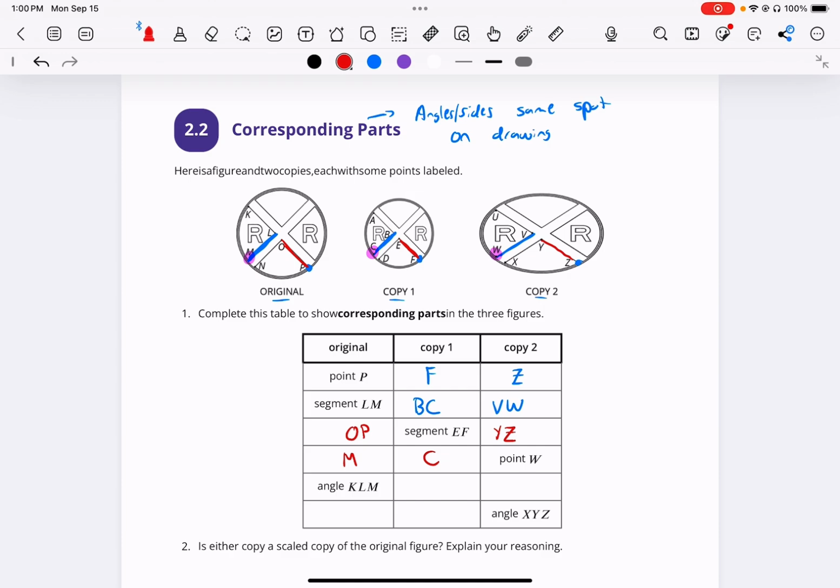Angle KLM. You have to use 3 letters when you're naming an angle. So we have KLM, which is this angle. So that's the angle on the left. That's going to correspond to angle ABC in copy 1. And then the slice here with the angle for copy 2 would be angle UVW. And then angle XYZ in copy 2 is our bottom angle. So that would correspond to angle CEF or DEF in copy 1 and angle NOP in our original.